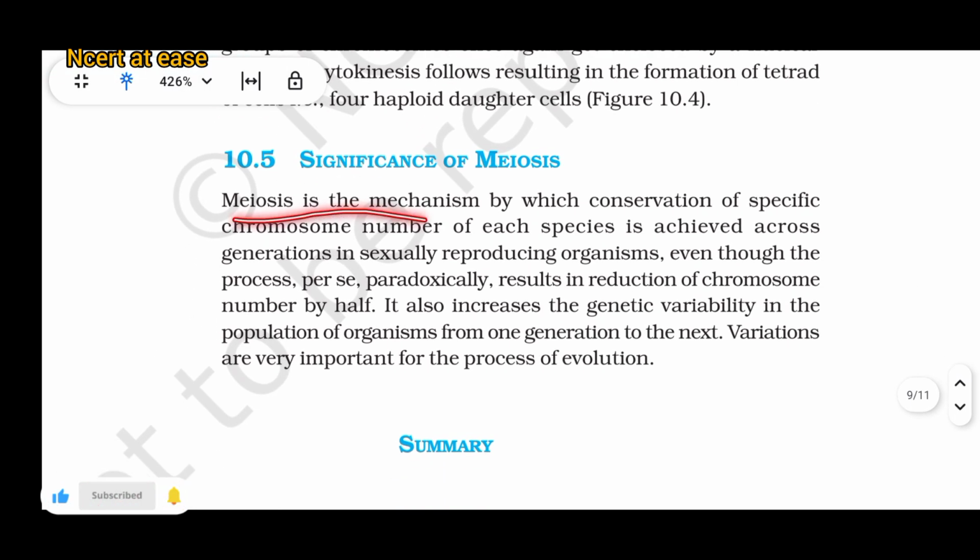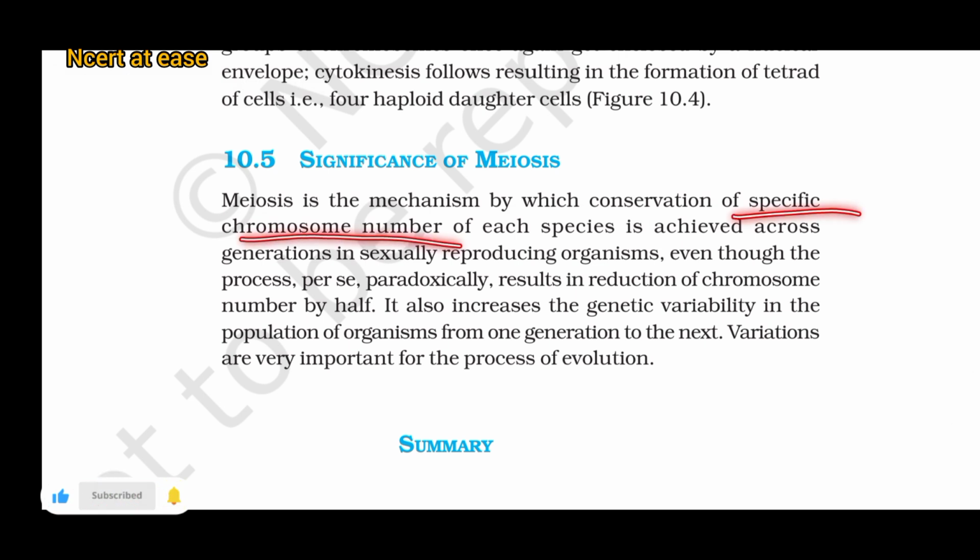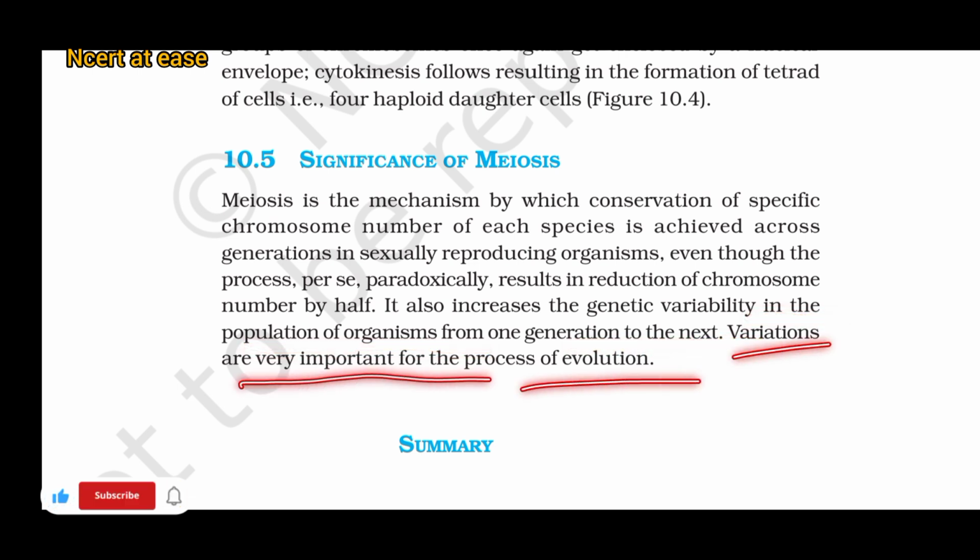Significance of meiosis. Meiosis is the mechanism by which conservation of specific chromosome number of each species is achieved across generations in sexually reproducing organisms. Even though the process per se paradoxically results in the reduction of chromosome number by half, it also increases the genetic variability in the population of organisms from one generation to the next. Variations are very important for the process of evolution.